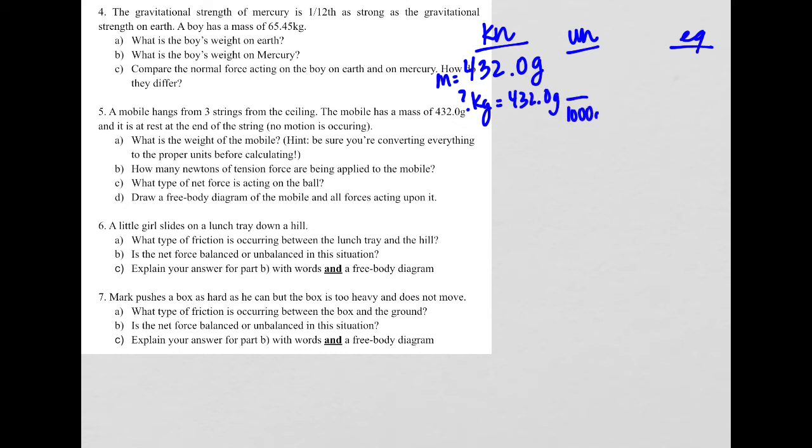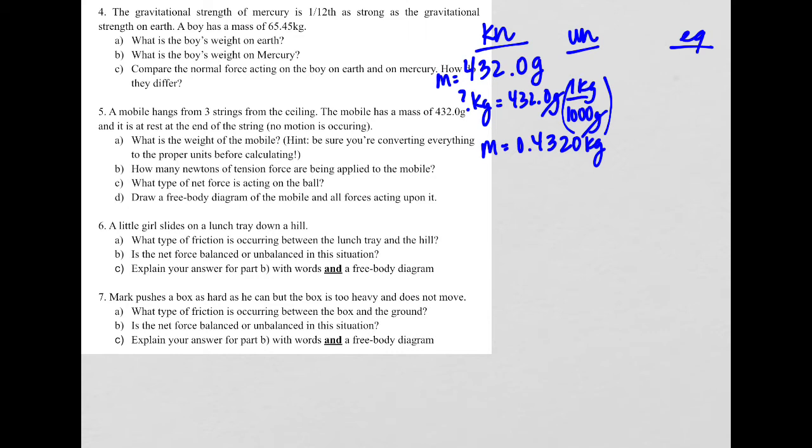Okay, so we just want to know the weight first. So let's write all of our usual things. The mass of the mobile equals 432.0 grams. So how many kilograms is that? We know that 1,000 grams is 1 kilogram. Cancel out grams and grams, and we find that the mass is 0.4320 kilograms.